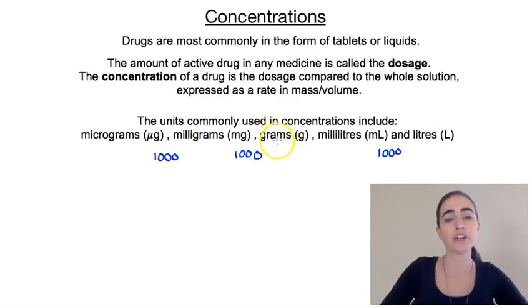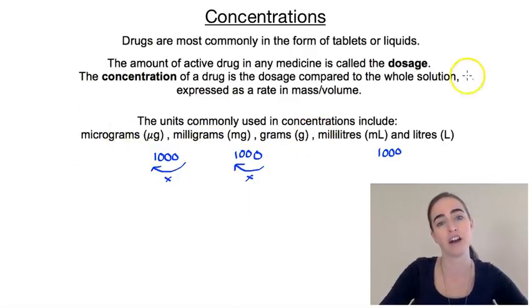So if we were converting from grams to milligrams, we'd be multiplying by 1,000. Same as if we were going from milligrams to micrograms, we'd be multiplying by 1,000. If though we were going from a small unit to a bigger unit, we'd be dividing.